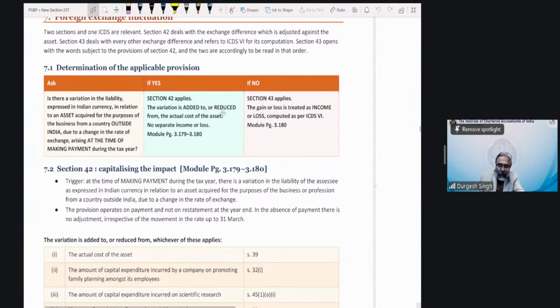Students, let's have a look at 42, capitalizing the impact. The page number of the module is given. When the foreign exchange fluctuation happens, the trigger would be at the time of making the payment during the tax year. Just before I go to the impact, have a look. This is an important one, students. Ask this question, which is the question for 42 and 43.